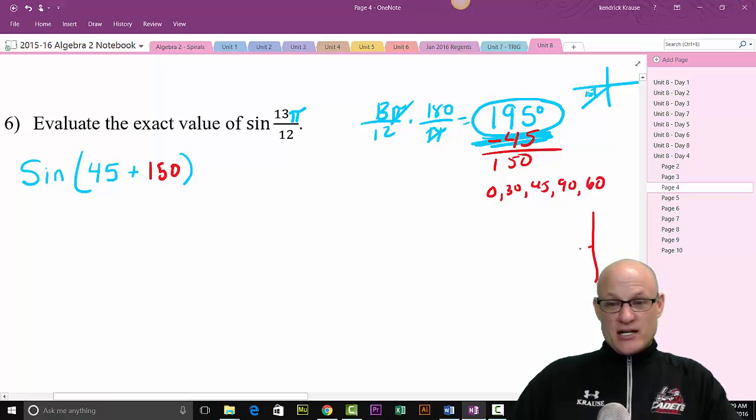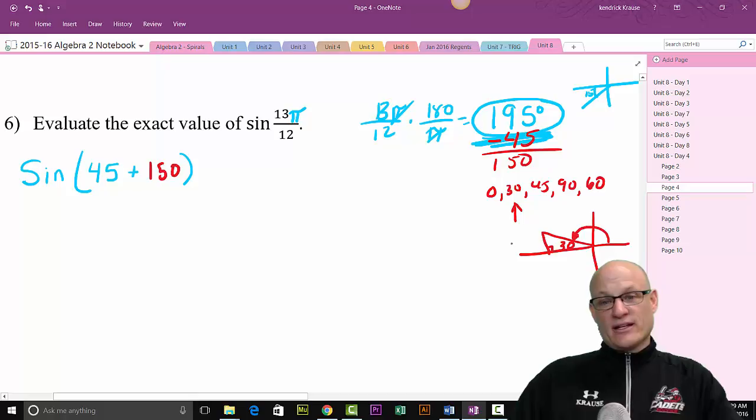But 150 is not bad. Remember, a 150-degree angle is right here. Now, it's not the 150 I like. It's the reference angle I like. And the reference angle is 30. Oh, that is one we like. So when I go to do the sine or cosine of 150, what I'm really doing is the sine or cosine of 30. And then I have to remember what quadrant we're in. Remember, this is in quadrant 2. So we're going to use the sine sum formula.